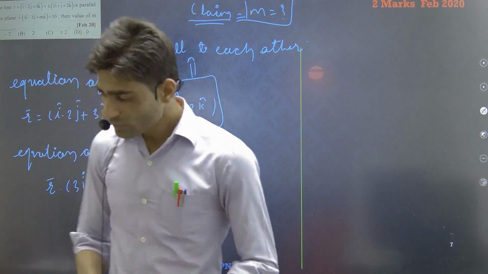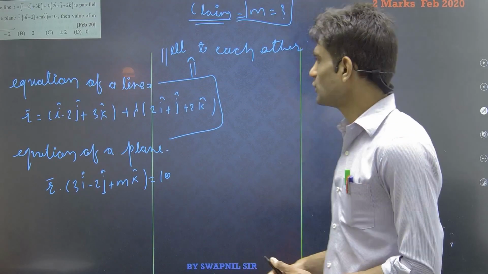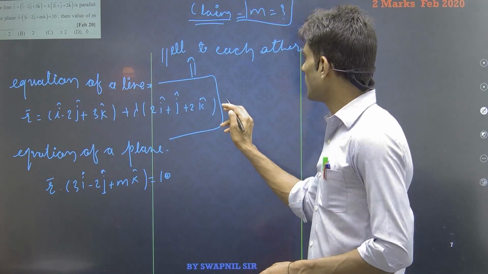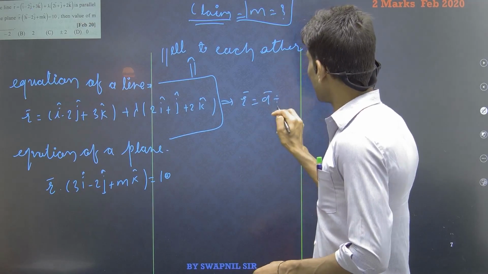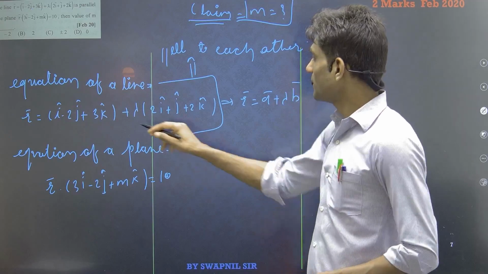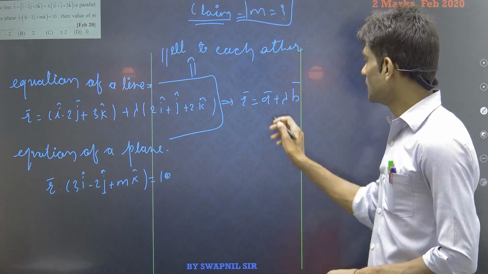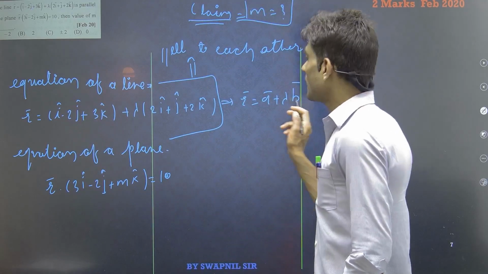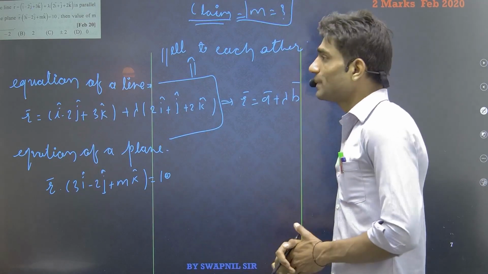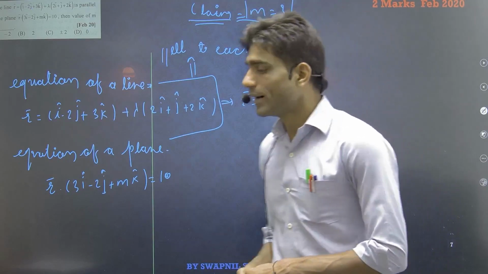First of all, compare the equation of the line with the standard form, r bar equals a bar plus lambda times b bar. So it gives us the value for a bar, which is i minus 2j plus 3k, and b bar, which is 2i plus j plus 2k. So these are the values for a bar and b bar we have here.